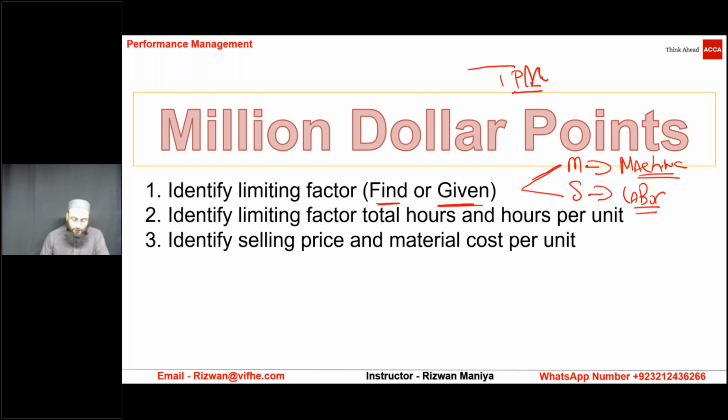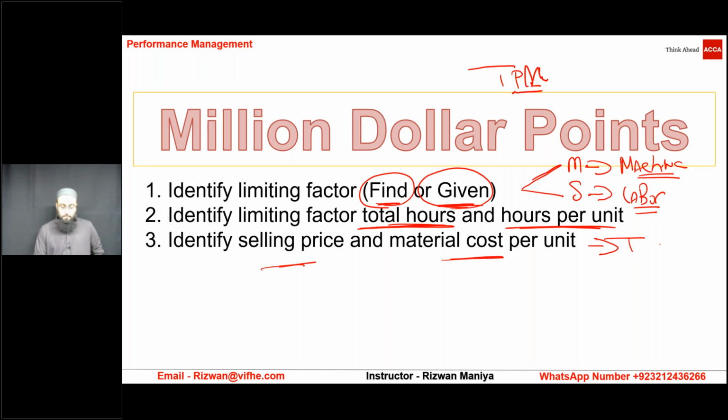So we are done with this. First, you need to find out, or you're given, the limiting factor. If from both the ways you found out what the limiting factor is, so identify limiting factor total hours. Everything will be based on that. And limiting factor hours per unit, total hours and hours per unit. So just find those in the scenario and identify selling price and material cost as well, because through this you can work out throughput.